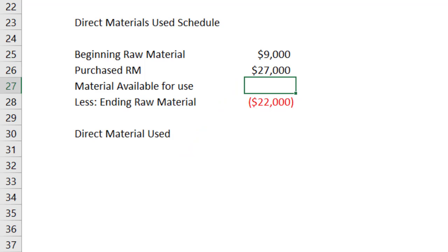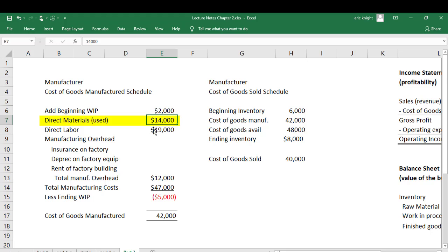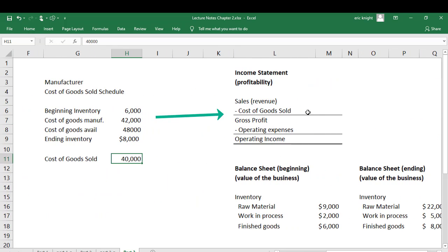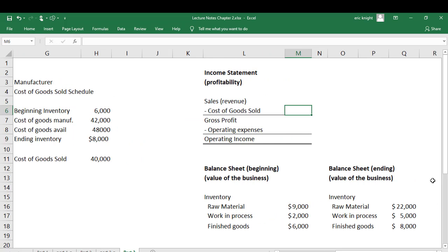So if you add up what you started with and what you purchased, that means you had $36,000 worth of material available for use. If you subtract what you ended with, because if you ended with $22,000 of raw material, that means you didn't use it. You want to know what you used. Well, that gives me the 14,000. And that's where I got the 14,000 that we used up here to get the cost of goods manufactured that we used over here, to get the cost of goods sold that we'll use over here. If we had the rest of this information, we could actually come up with a profitability.